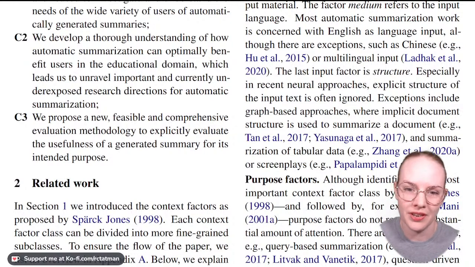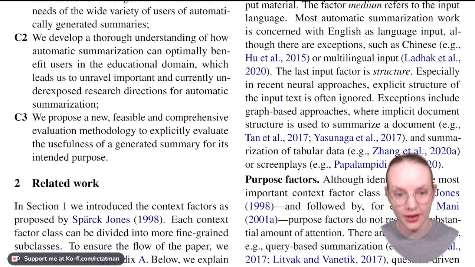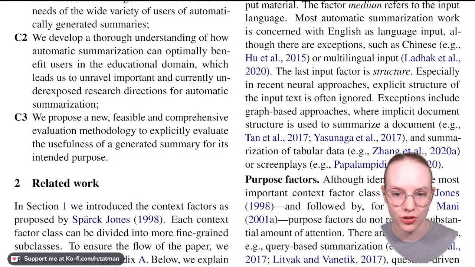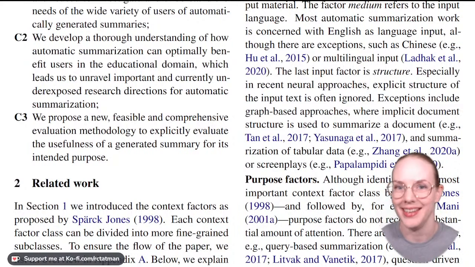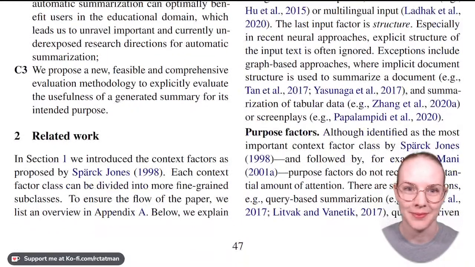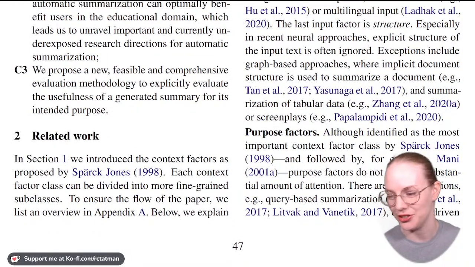Contribution 2, we develop a thorough understanding of how automatic summarization can optimally benefit users in the educational domain, which leads us to unravel important and currently underexposed research directions for automatic summarization. Yes, research in context. We are not doing things in a vacuum, y'all. There are people out there who would like this thing, and we should think about them. That's my hot take. Also, apologies if you can hear my dog.